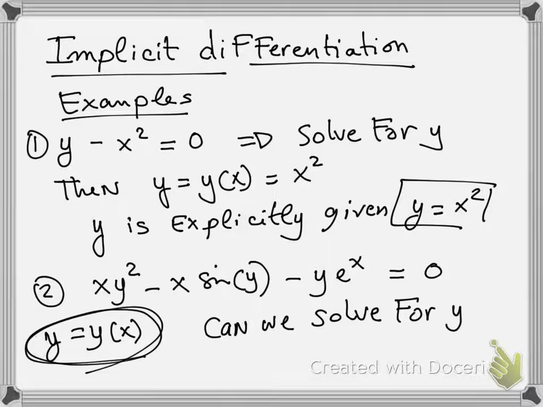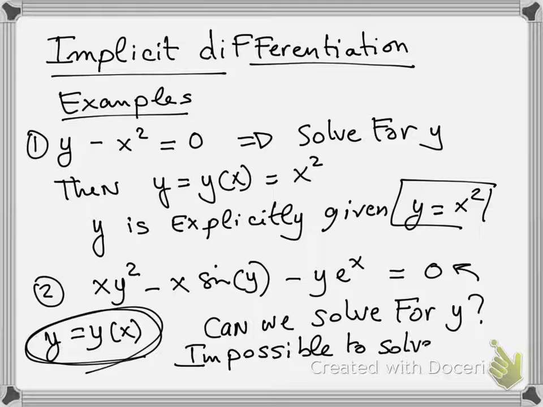Okay. Well, the answer is no. We cannot solve, okay? It's impossible here to solve explicitly for y. Which means we don't have an explicit expression of y, right? We don't know the exact expression of y, right? So we don't have the explicit expression of y, okay?